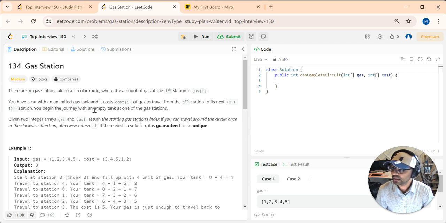And then you can begin the journey. We begin the journey with an empty tank, and basically we can start from any gas station with an empty tank. Okay, so here is what I understand. So there are gas stations.